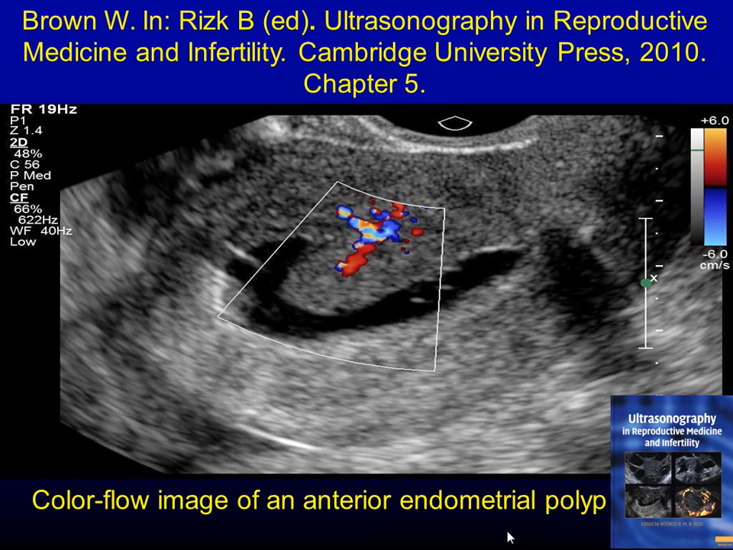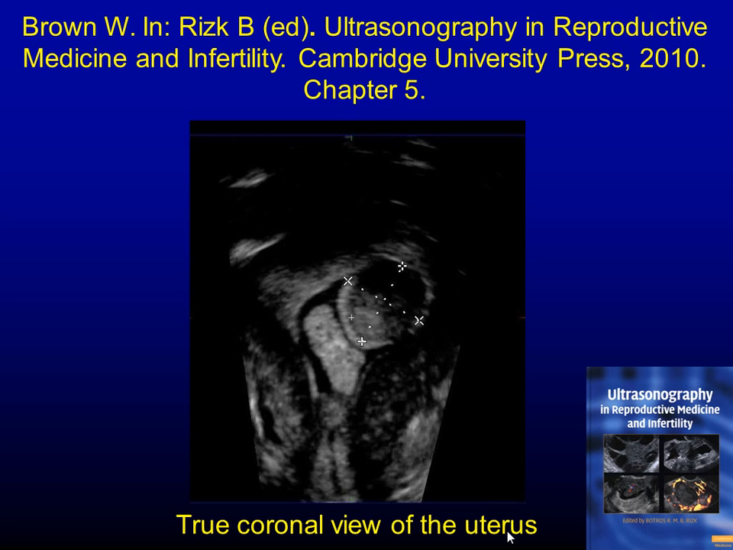So we do Doppler, and this shows you a feeding vessel. Almost every polyp has a feeding vessel there, and that's why when you do a D&C, when you do a polypectomy, you get a minimal bleed from that point. But that is a polyp there, and that is the feeding vessel, and the feeding vessel is at the top with the Doppler there as well.